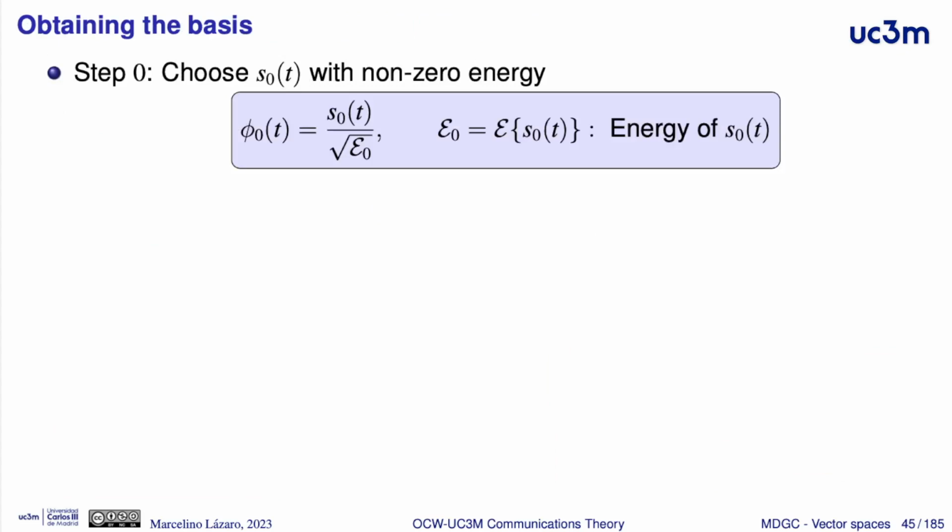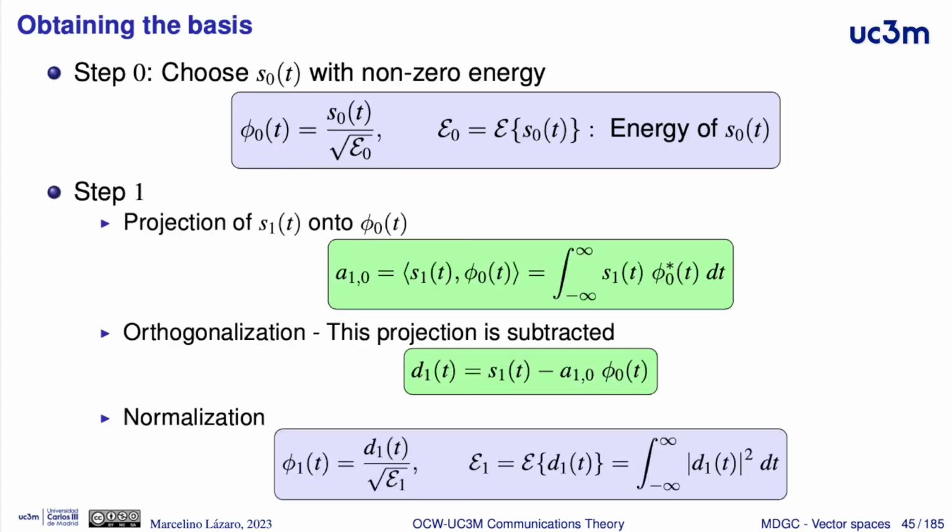To obtain the orthonormal basis from the signals, the Gram-Schmidt procedure has the following steps. In the first step, we need to choose one of the signals, S0 of t, and the first element of the basis is just the normalized version of this signal. The signal is divided by the square root of its energy to guarantee that phi 0 has unit energy.